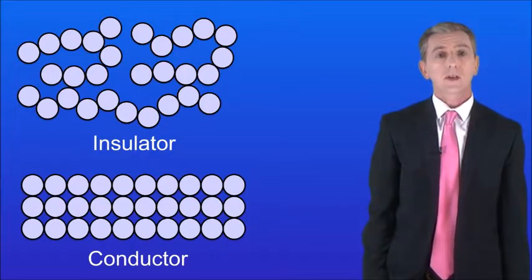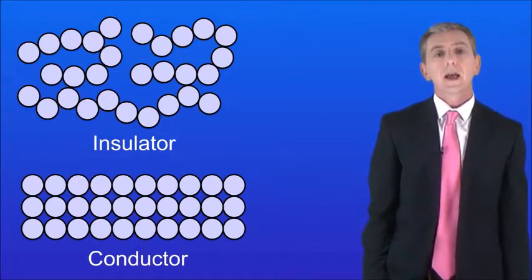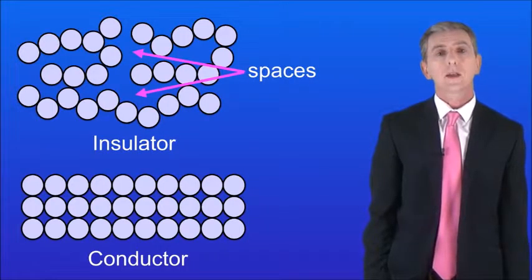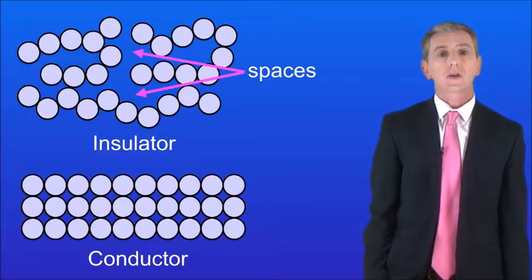The really obvious difference is that the particles in an insulator are not tightly packed. In fact, they have massive spaces in between them. And what that means is that when the particles vibrate in an insulator, the vibrations cannot be easily passed onto nearby particles. In other words, the heat energy cannot easily move through the insulator.